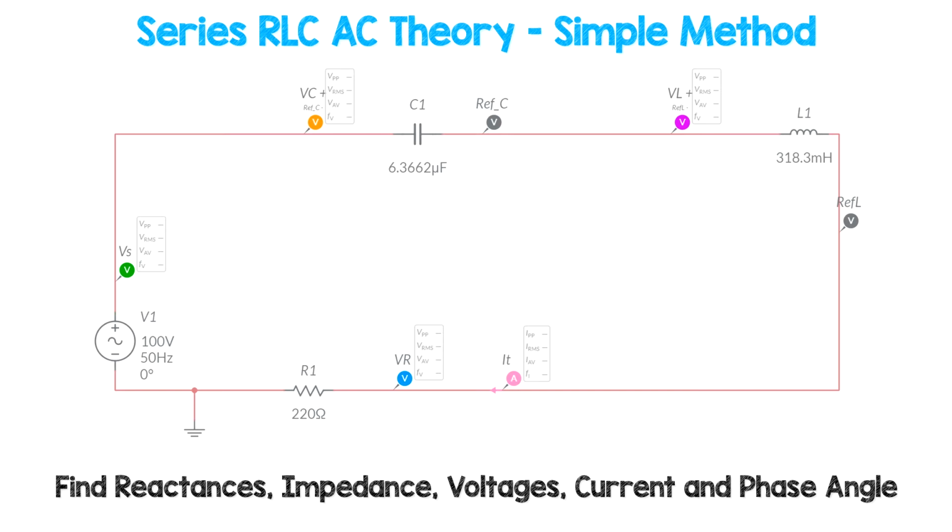So welcome to this video on series RLC AC theory. Using a simple method, we're going to find reactances, impedance, voltages, the current and the phase angle. Now this is a simple method because it's easy and quick to do, and in another video I'm going to show you how to do the same using complex numbers in rectangular form and complex numbers in polar form.